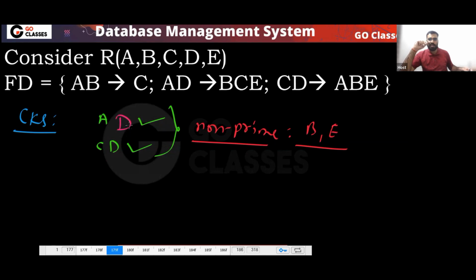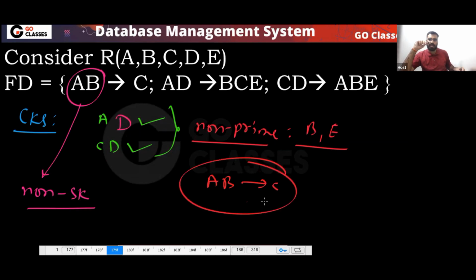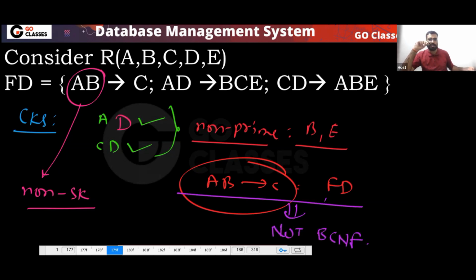Now you tell me, is this in 3NF, BCNF? Is this in BCNF? Clearly, this is not in BCNF, because the left side is not a superkey. Clearly this is the violation. So because of this FD, I can say this FD implies not BCNF. So this relation is not in BCNF.